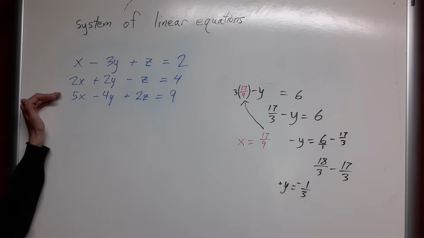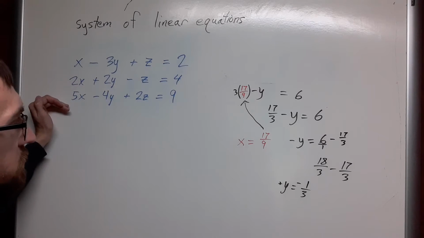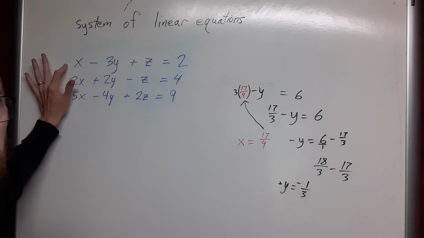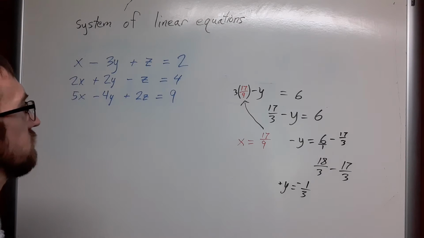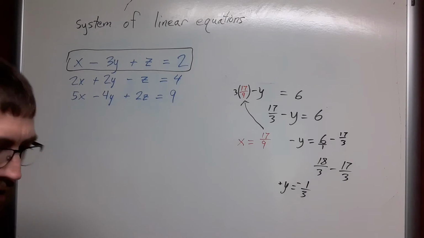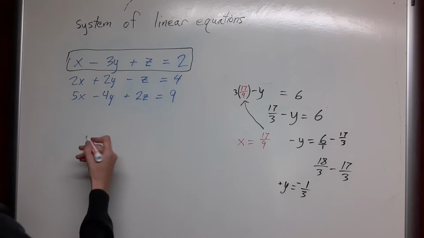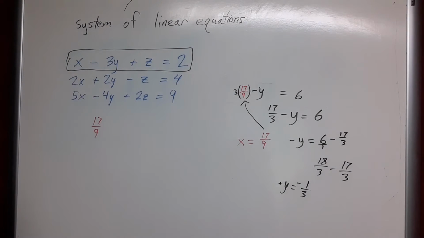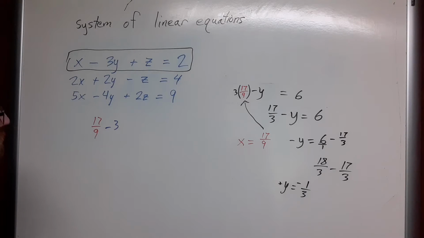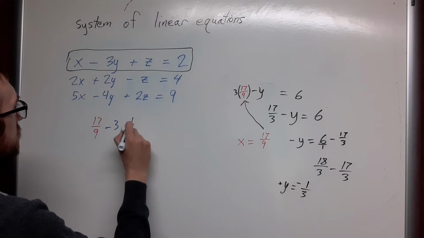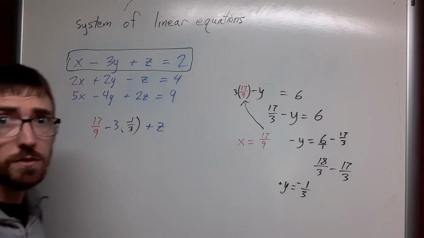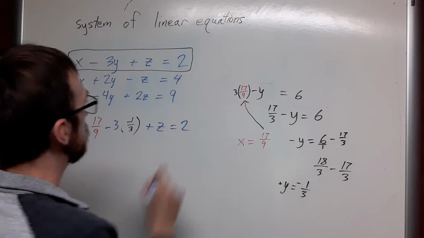Pick any of your 3 original equations that are your favorite, and you substitute these values in. I'm going to just substitute into my top equation here. It looks like it's going to be the easiest to use. So I'm going to, into here, substitute the x and the y that I just found. So my x was 17/9, and I'm going to subtract 3 times the y value that I just found. This is 1/3 negative, and z is what I don't know. That's going to be our only unknown at this point, and all of this is going to equal 2.